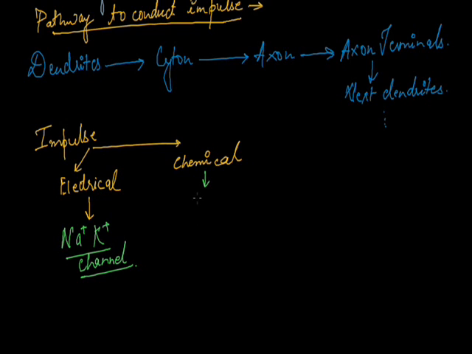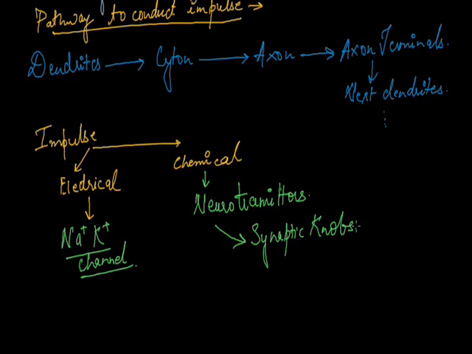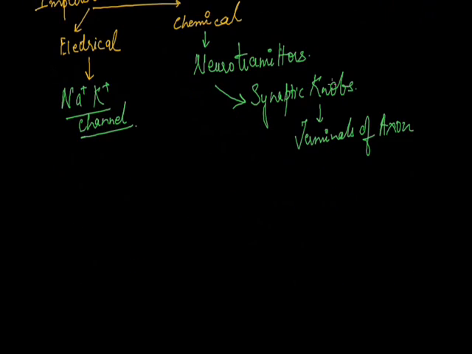While in case of chemical, the specific neurotransmitters are present. These neurotransmitters are present in the synaptic nodes, which form the end terminals of the axon. So the bulb-like structures are called as synaptic nodes, in which neurotransmitters are present.